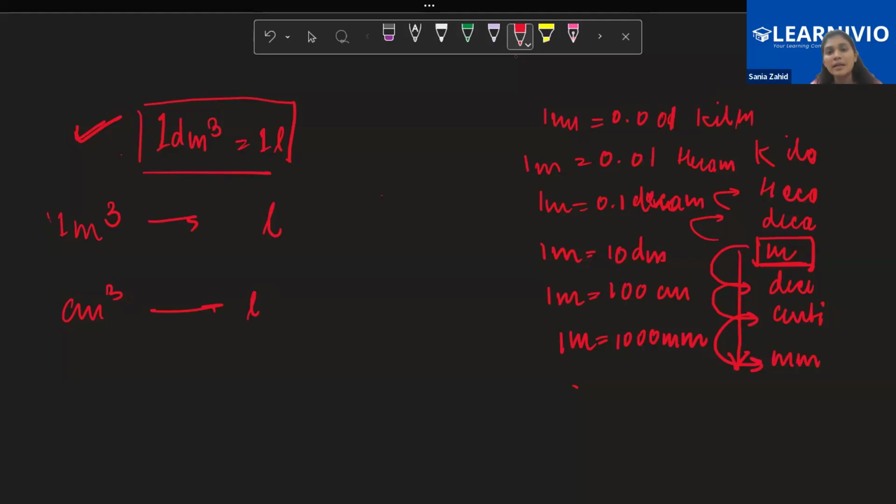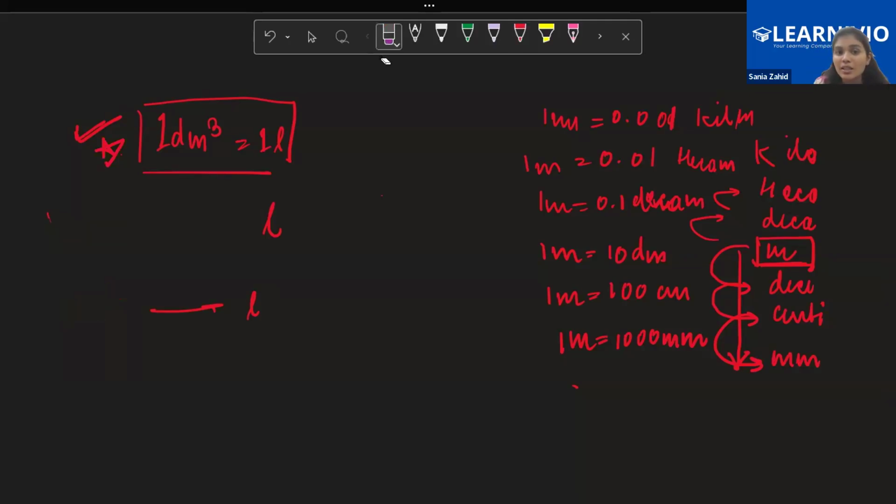Clear, ma'am. But now liters does not come into this table. This table is only the interconversion of meter, decimeter, centimeter and all. Liter is not coming in it. So for liters, you will remember this thing. 1 decimeter cube is equal to 1 liter. Okay, 1 decimeter cube is equal to 1 liter.